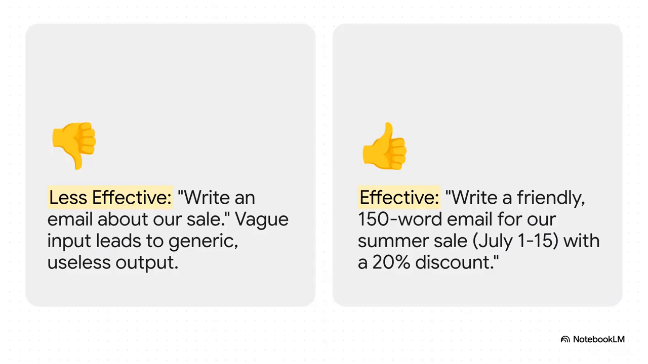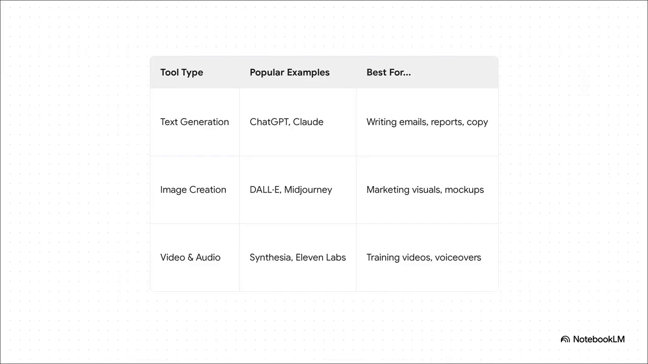I mean, just look at the difference here. "Write an email about our sale" is so vague, you'll get something totally generic back. But the effective prompt, it's specific. It gives a tone, friendly, a length, 150 words, the dates, the discount. That is how you get something you can actually use without a ton of editing. And it's not just one tool. There's a whole toolbox out there for different jobs. If you need to write something, you've got text generators like ChatGPT. If you need a cool image for a presentation, you've got tools like Midjourney. You can even create videos and voiceovers now. The trick is just matching the right tool to the task at hand.